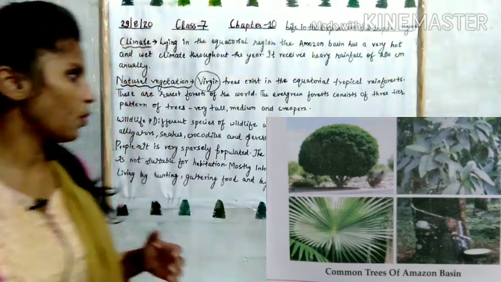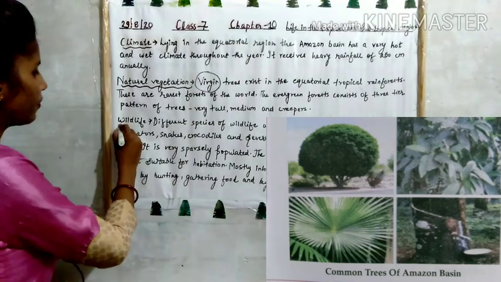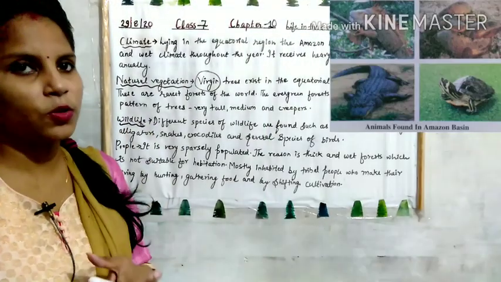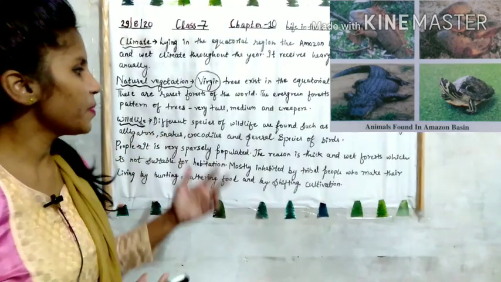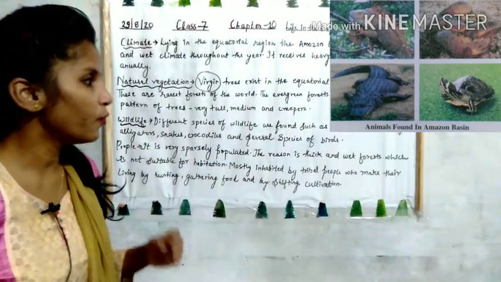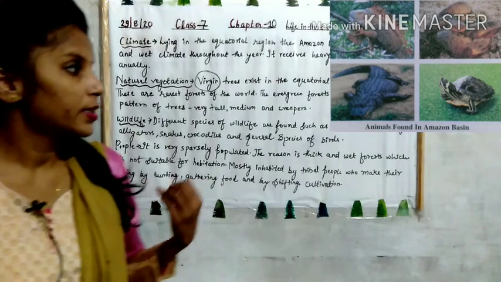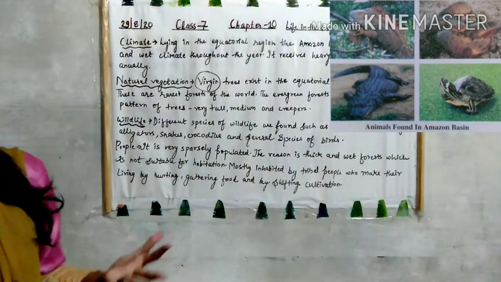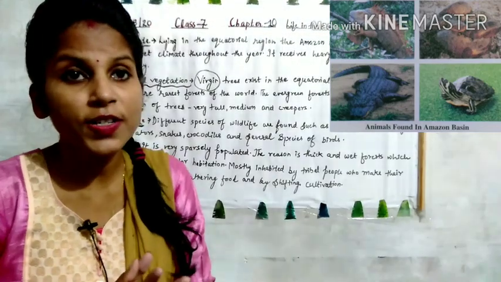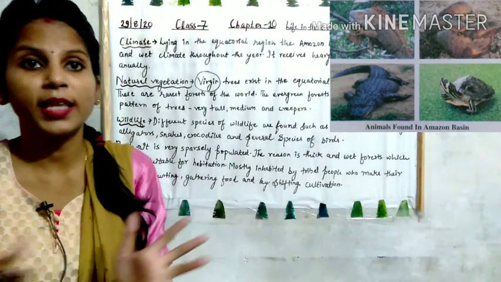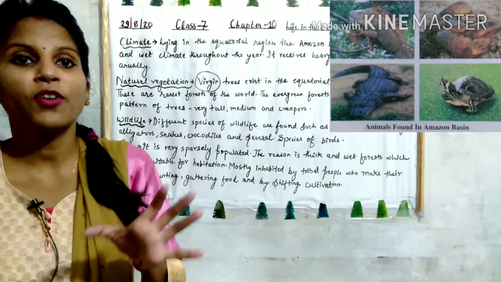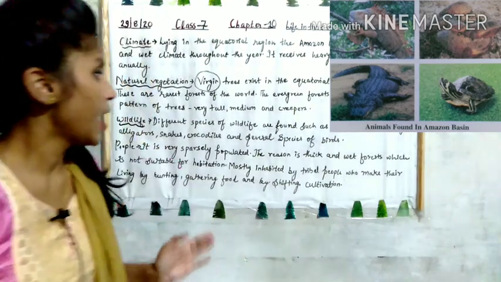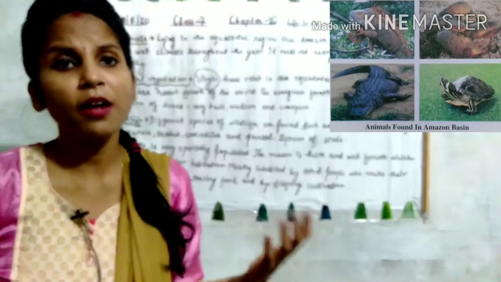Okay, now let us see the wildlife. Wildlife means the animals found in that particular area. So different species of wildlife are found, such as sloth, turtles, monkeys, alligators, crocodiles, snakes, and the largest and the biggest snake of the world, that is anaconda, that is also found in the Amazon river basin. And several species of birds are found.